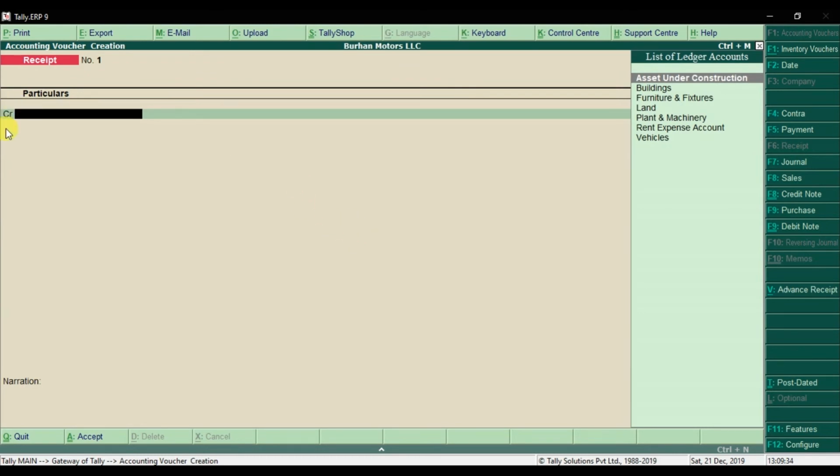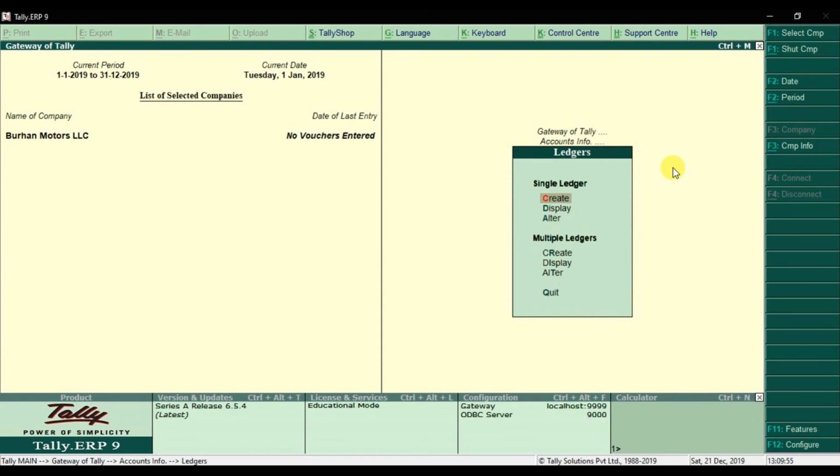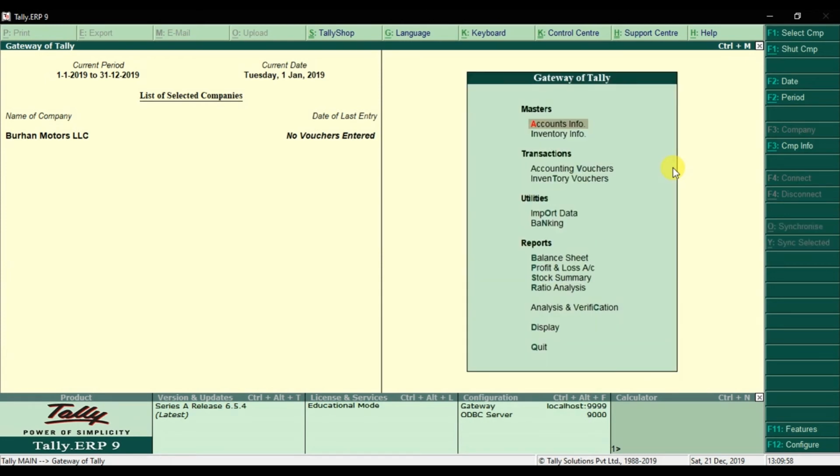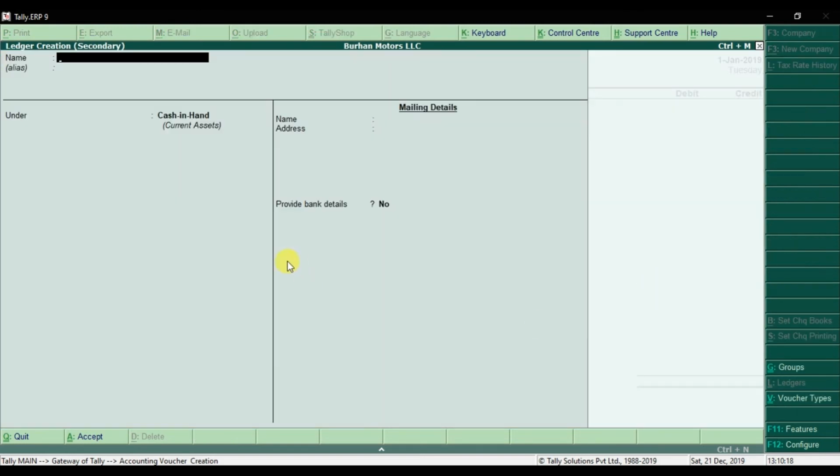Look, credit comes first here. Credit is capital, so you need to select capital here, but right now the capital ledger is not in my list. You could go back to account info and create the ledger, but the easiest way, if something is missing, is the shortcut Alt C. If I press Alt C, it brings us directly to the ledger creation window.